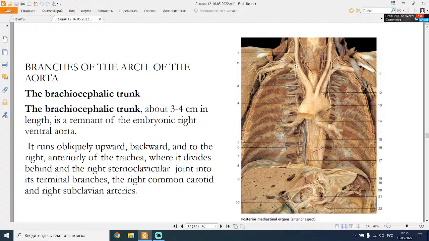the right common carotid and right subclavian arteries. This is truncus brachiocephalicus. This is arteria carotis communis dextra, arteria subclavia dextra.